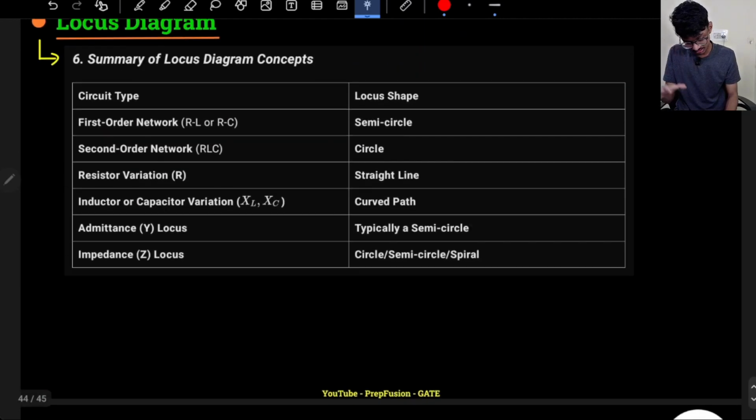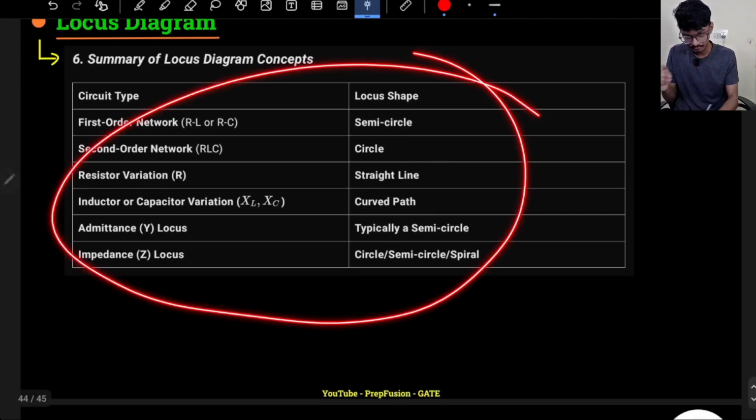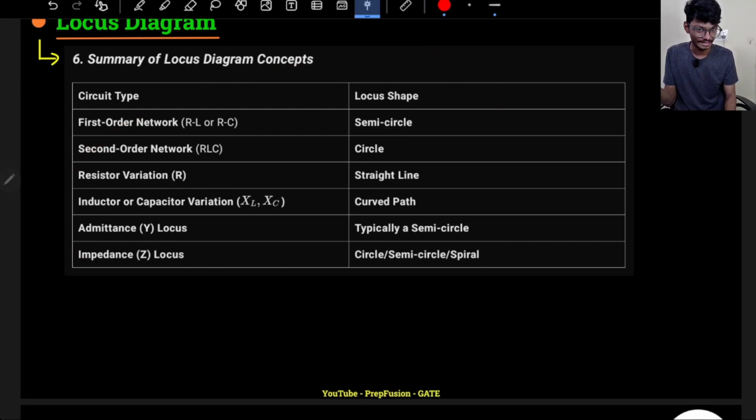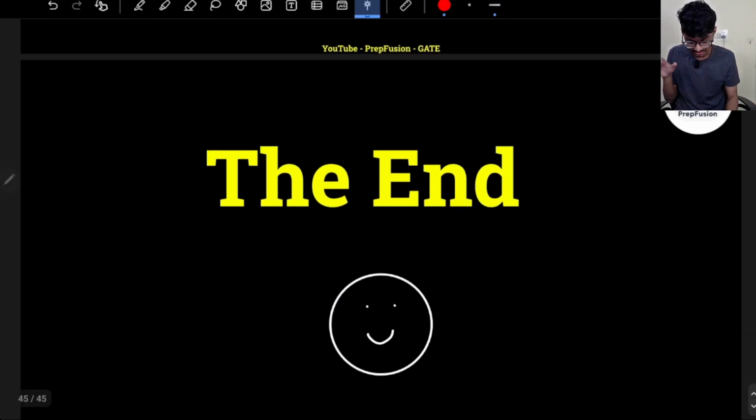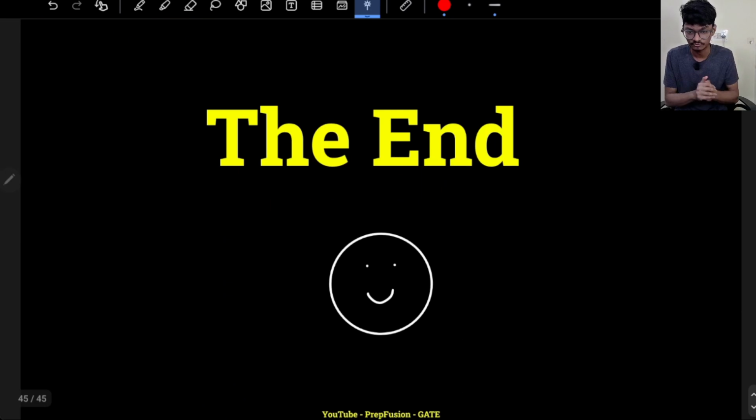So this is the summary. Don't need to remember this. Just whatever method I have told you, that is enough. This is just for good proper notes, and obviously our competition does it, so we have to do it. But I will not tell you to remember this. Just know few things. That's enough. So that's it basically for this lecture and for locus diagram.